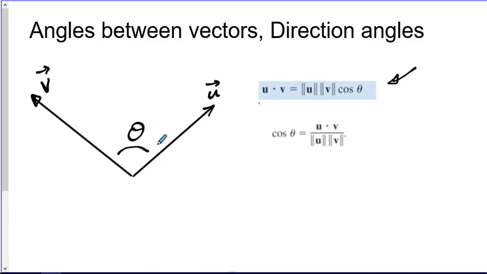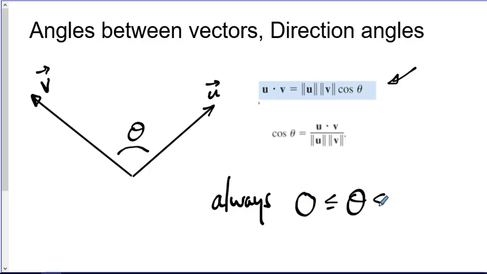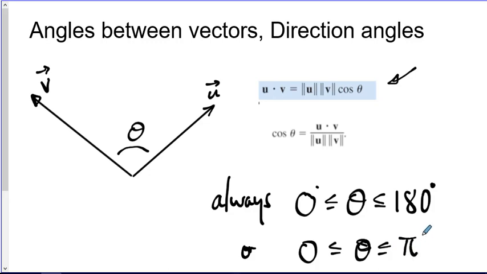And with any two vectors, whether you're in 2D or 3D, you can always identify that there is one angle between them between 0 and 180 degrees. So that's a key fact here, that any angle between vectors would always be between 0 and 180 degrees if you're measuring in degrees, or between 0 and pi if you're measuring in radians.